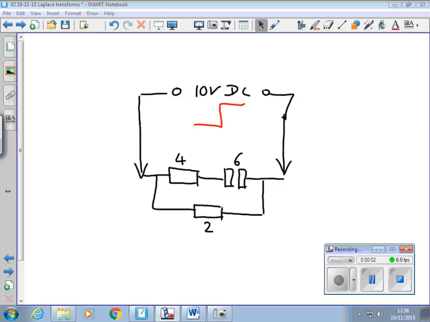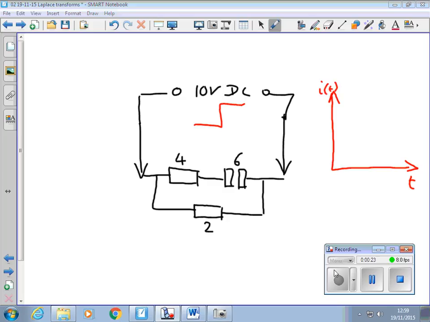So let's investigate this circuit. Before we start, what I'd like you to do is just think about this. What we're going to do is investigate the current against time. So we're going to put current as a time dependent variable against time.